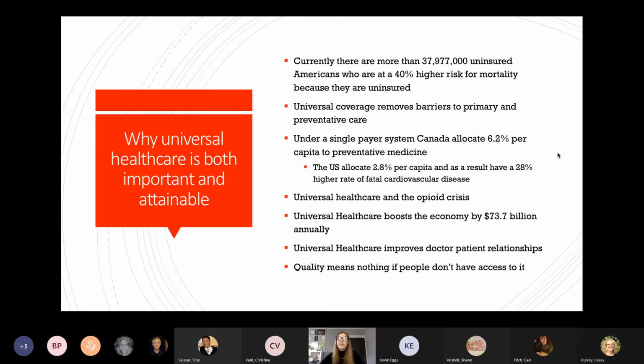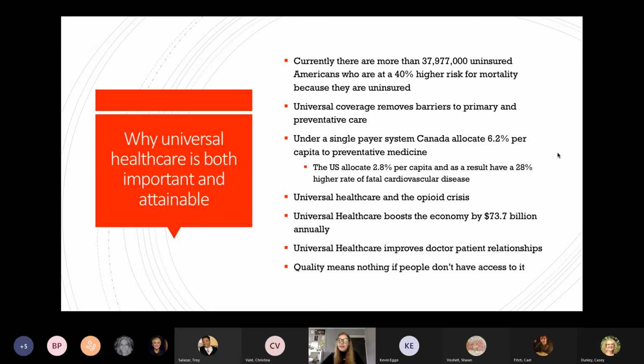And universal coverage removes those barriers because if you're uninsured or you have poor insurance and you go into your primary care physician's office and you say, I need a physical or I want to book a checkup, and you don't have the money to pay for it, they're going to turn you away. But if you go into an emergency room coughing up blood, they can't turn you away. It doesn't matter what insurance you have. It's an emergent situation. But at that point, it's already gotten to the point where the issue has manifested and you're coughing up blood, and it can be too late at that point.